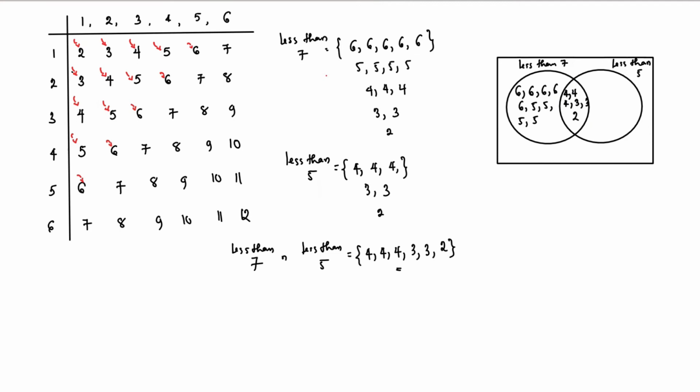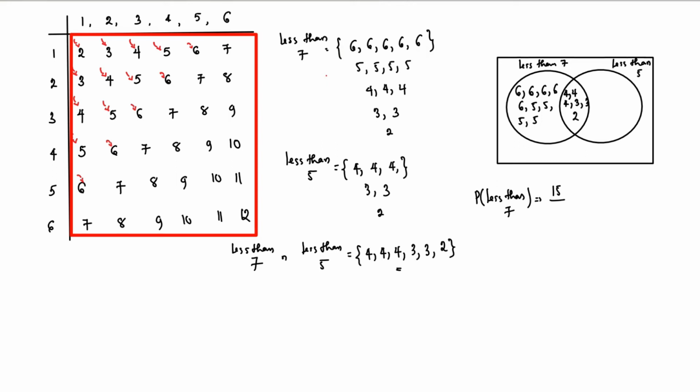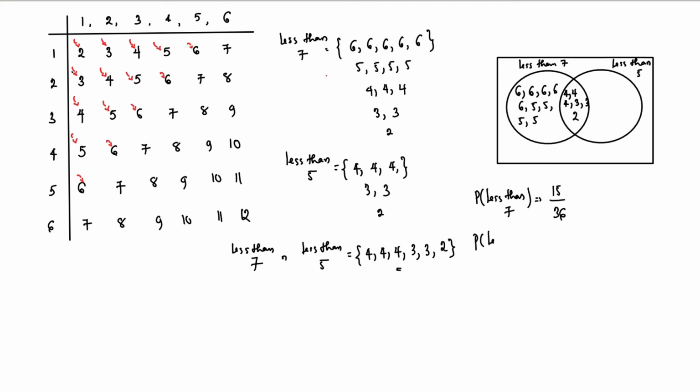So for us to get the probability that the value is going to be less than 7 or less than 5, we have to get the probability for a value to be less than 7. And for a value to be less than 7, we have how many of them? We have 1, 2, 3, 4, 5, 6, 7, 8, 9, 10, 11, 12, 13, 14, 15. So that is 15 of them divided by the sample space, which is the count of all the sample points right here, and we have that to be equal to 36. So the probability of having a value less than 7 is equal to 15 divided by 36.